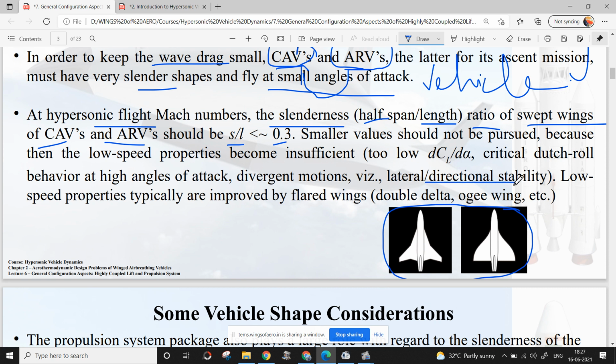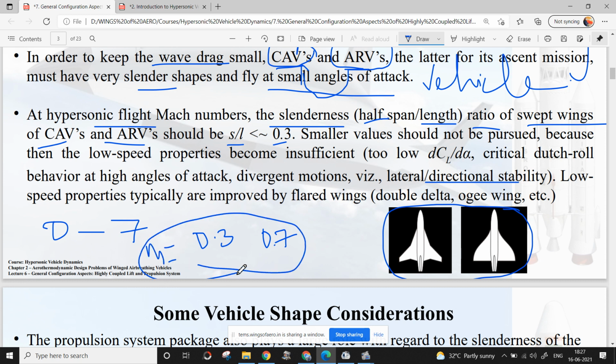So even though we are saying that a cruise and acceleration vehicle can fly from Mach 0 to 7, from time to time it can fly at Mach 0.3 or 0.7 also, right? Mach number 0.3, which is the subsonic regime. So when we are flying in this subsonic regime with this slenderness ratio, the slenderness ratio is the ratio between the length of the fuselage and the half span. So the span length is very small compared to the fuselage length.